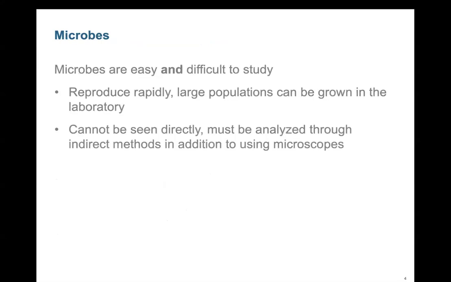Now, microbes can be both easy and difficult to study. They reproduce rapidly. Large populations can be grown in a laboratory. If you're talking about a bacteria like E. coli, you can go from one cell to hundreds of billions of cells within an 18-hour period. So if you're looking for mutations, if you're looking to study drug sensitivity, this is where it can be very easy because you can end up with populations of cells very quickly and look for changes very rapidly.